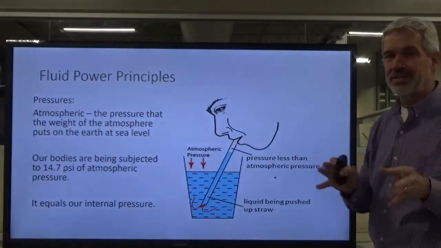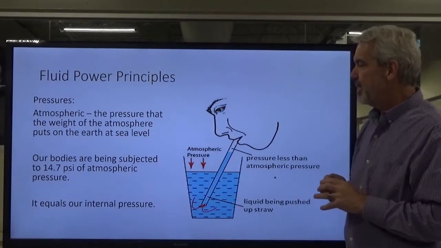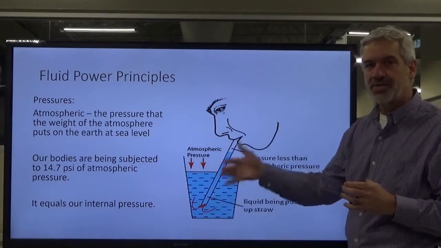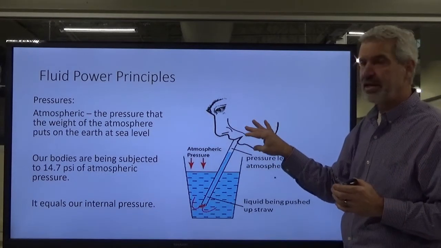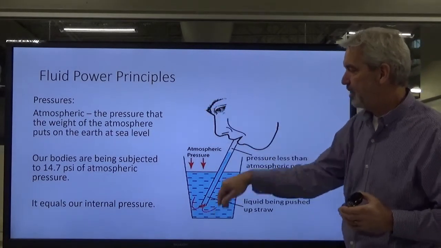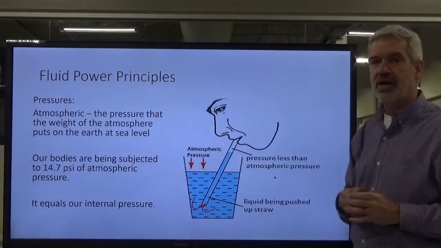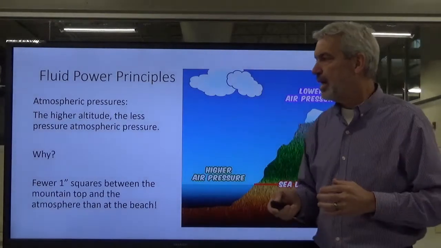So I'm just going to throw that at you a little bit. But that's how we get the water. We're not sucking the water in. We're dropping the pressure to less than atmospheric in our mouth, and the atmosphere is shoving that water, forcing that water into our mouth through the straw, okay?